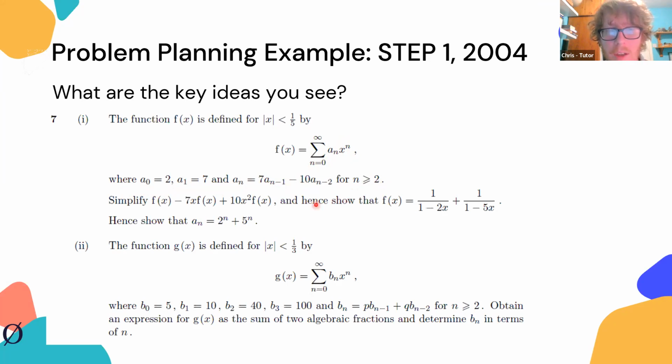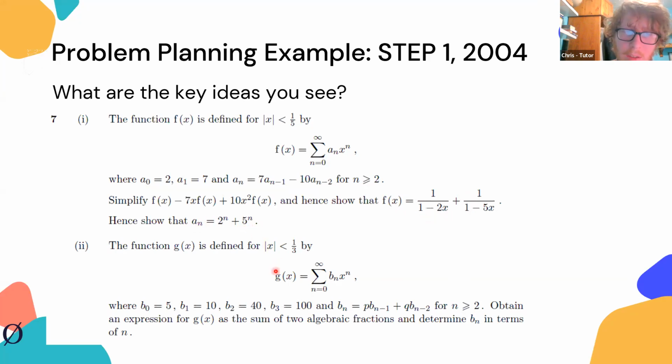And then we start getting to the instructions. So this often happens in STEP. They define something, and then you have to start doing things. So it says simplify f(x) minus 7x f(x) plus 10x squared f(x). Hence show that f(x) is equal to this sum of two fractions, 1 over 1 minus 2x plus 1 over 1 minus 5x. And then the last line, hence show that a_n equals 2^n plus 5^n. I think we're meant to read that as for all n. And then there's a part 2, but it does look very similar.